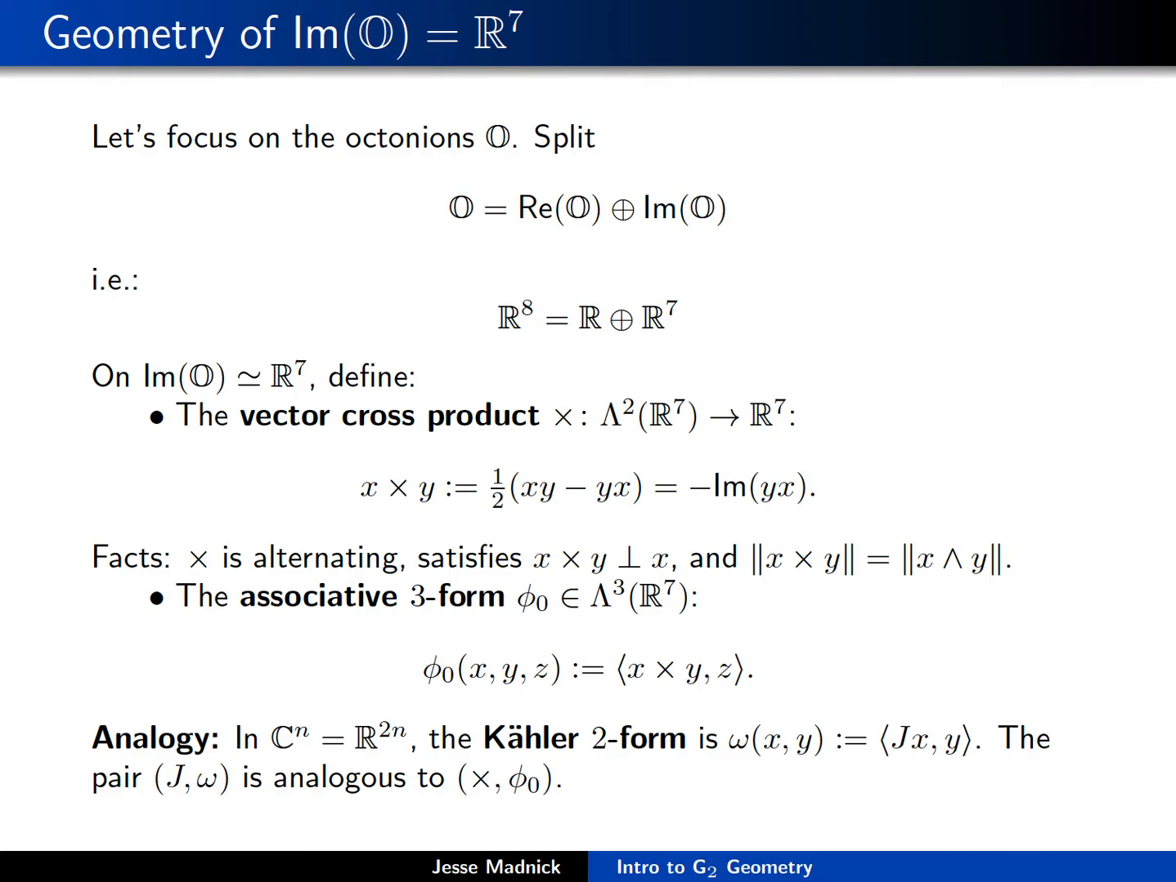And the analogy is that somehow this pair, J and omega, is analogous to the cross product and the associative 3-form. J, the complex structure, is somehow similar to the cross product, and the Kähler form is somehow very similar to the associative 3-form. Okay, this analogy shouldn't be taken too literally. There are definitely some important differences, but it has motivated a lot of progress, or a lot of ideas at least, in the field. So the point is, we can think of the cross product as somehow an octonionic version of J, and we can think of phi 0 as an octonionic version, or imaginary octonionic version, of the Kähler form.